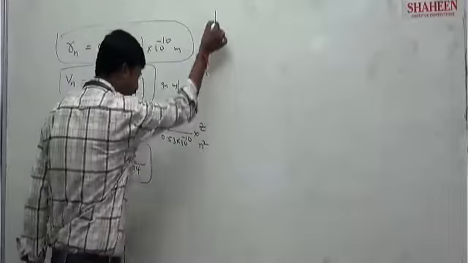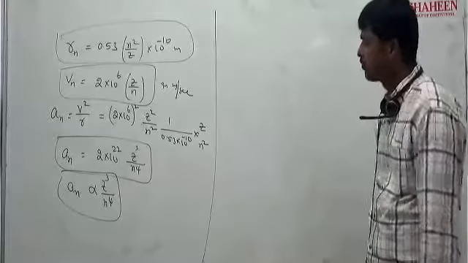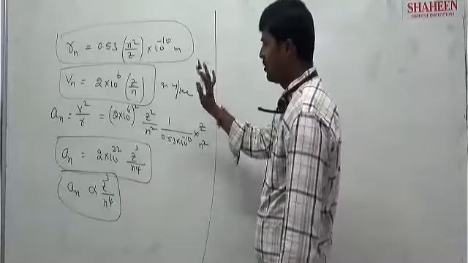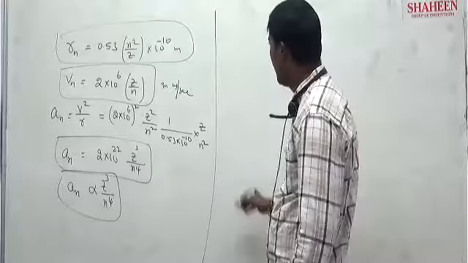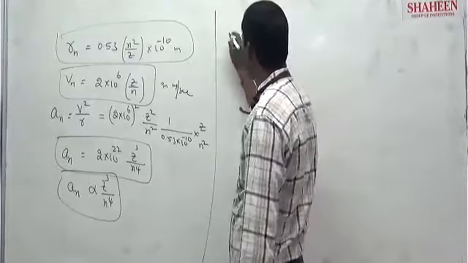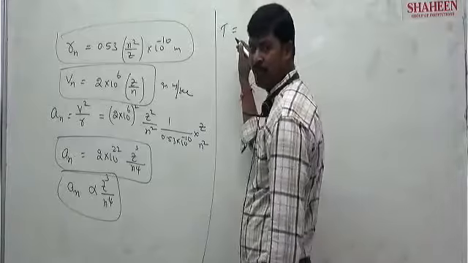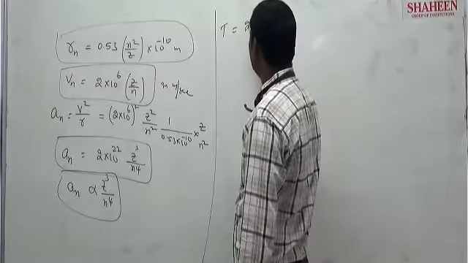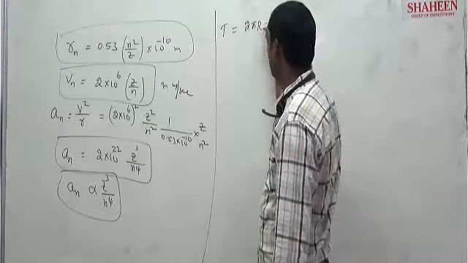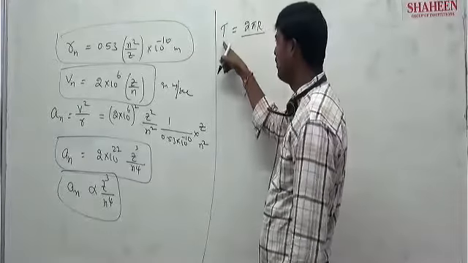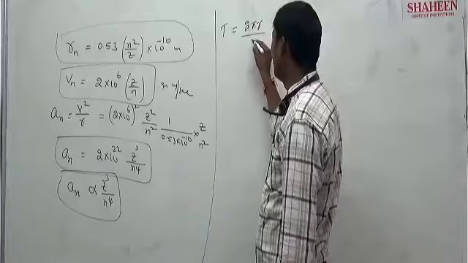By using this, some other points I need to discuss here. What is that? Look here. Acceleration, velocity, radius we got. Next, what can we calculate? Time period T. Time period is what? One circumference of the orbit is 2 pi r. Time is equal to distance by speed, so T is 2 pi r by v.